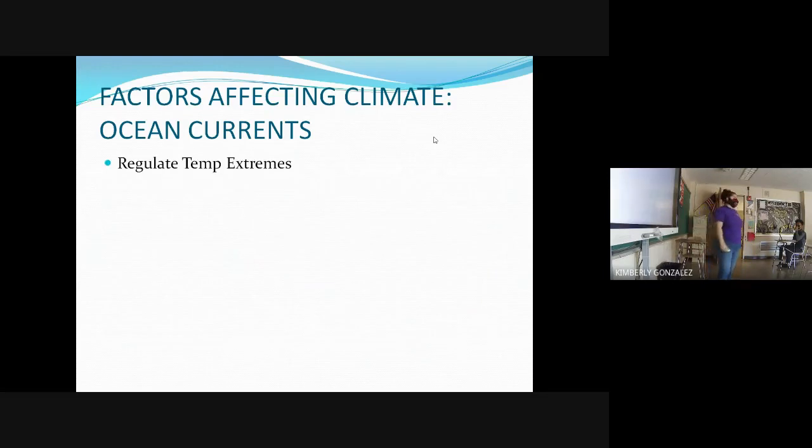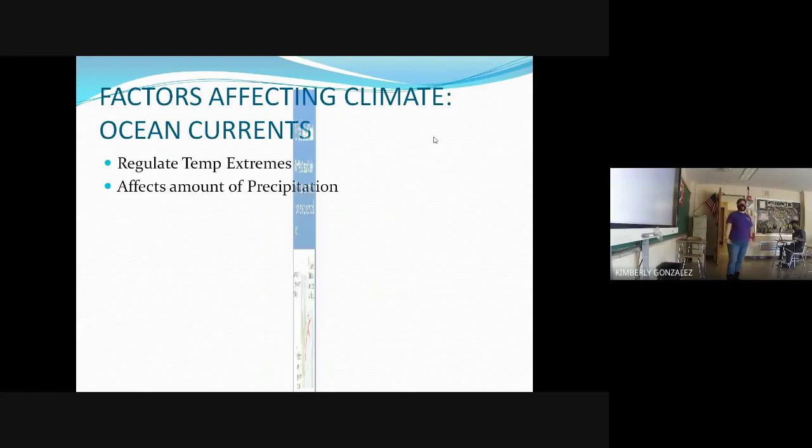Ocean currents are going to regulate extremes. Because water has a higher specific heat, it's going to give off and absorb heat at a slower pace, because it needs more energy to do so. Looking at page 4 of the reference table, if you have a warm ocean current that comes by you, it's going to heat up that water faster than if you have a cold ocean current, which means you should have more precipitation than if you live by a cold ocean current. Well, how does that work?